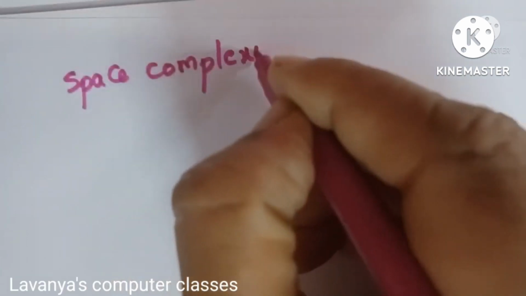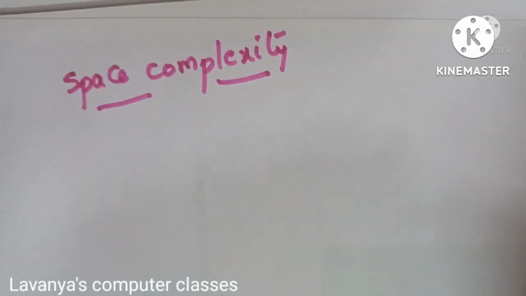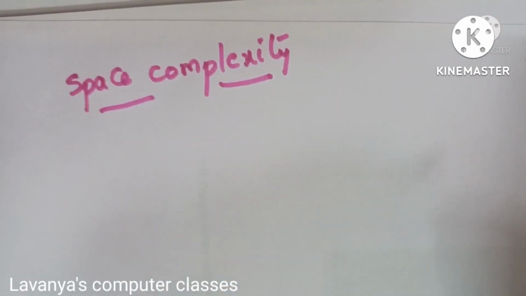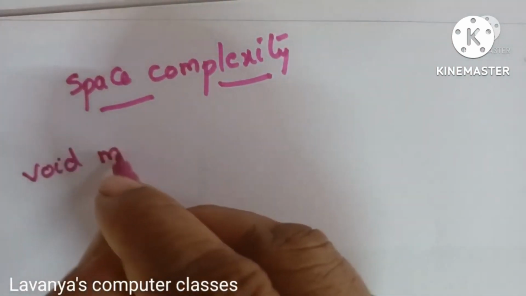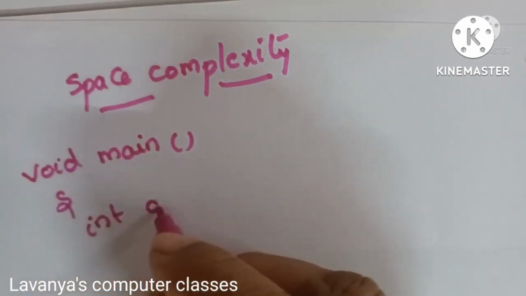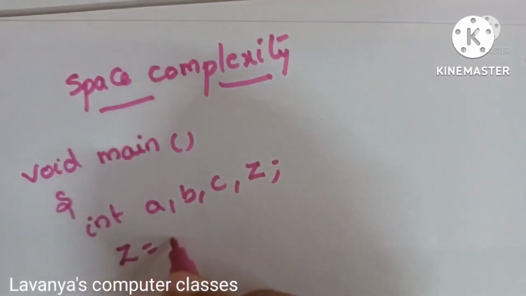Now I'll explain space complexity. So what is space complexity? The space complexity of an algorithm is the total amount of space or memory required by an algorithm for completion of its execution. It's called space complexity. How much memory do we require? I will explain with one simple example.